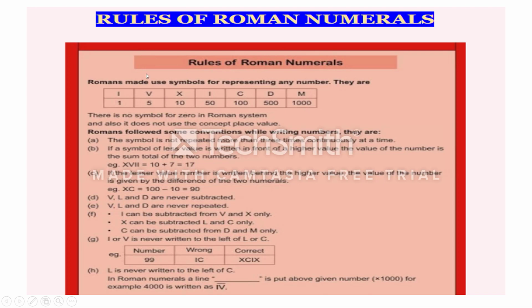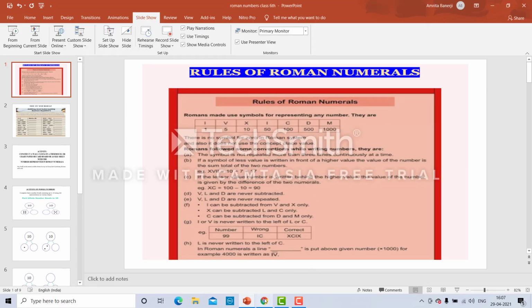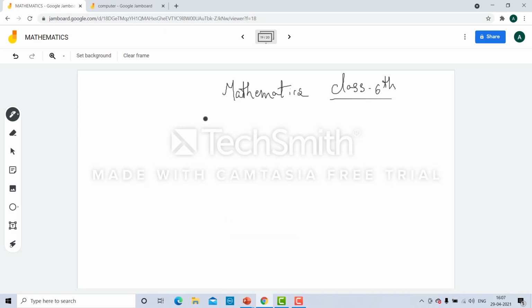Now, children, there is no symbol for 0 in Roman numbers, and we also do not use the concept of place value in Roman numbers. Now we have a rule that any symbol cannot be repeated more than 3 times. So we will just do and see. I will just write it for you, children. The topic is Roman numbers.